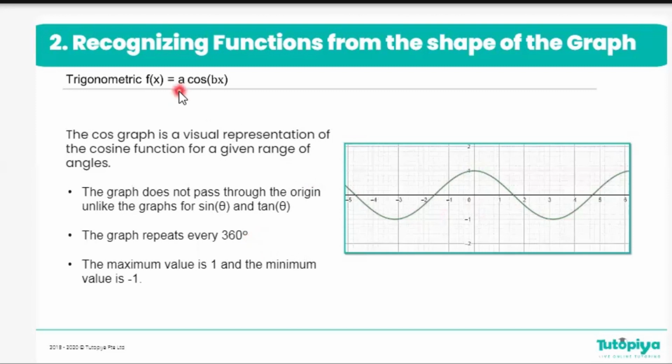And if the value of a here is going to be 1, then the maximum value that your graph would take would be 1. And the minimum value that your graph would take would be negative 1.